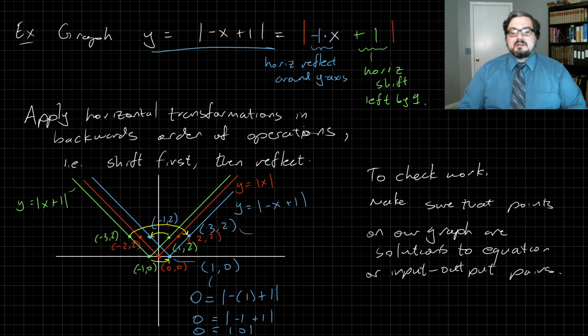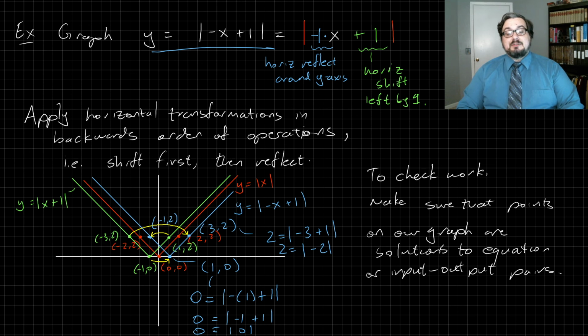Let's take the point 3, comma 2. We could check this and say, does 3 equal the absolute value? I'm sorry, I have that backwards. I've got 2. That needs to equal the absolute value of -3 plus 1. And we see again that this is true, because this tells us that 2 is equal to the absolute value of -2, which is completely correct. And we can check the other points on the blue graph and see that they are all correct also.